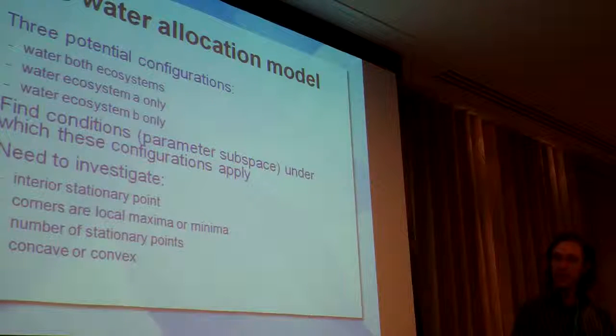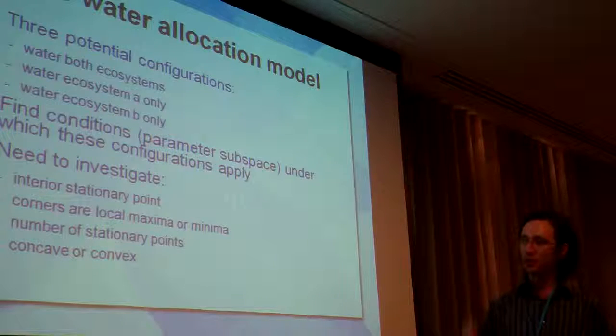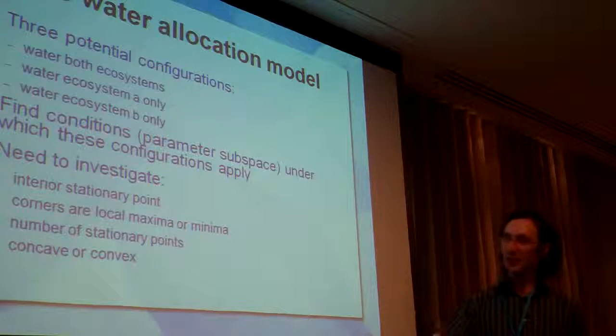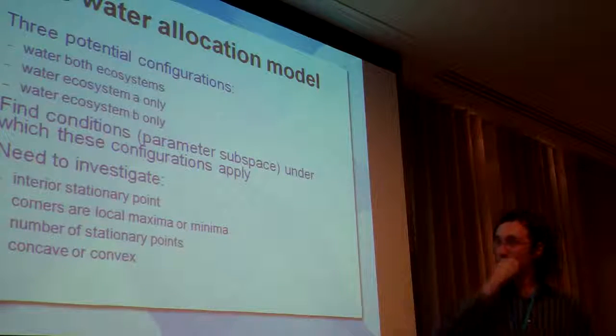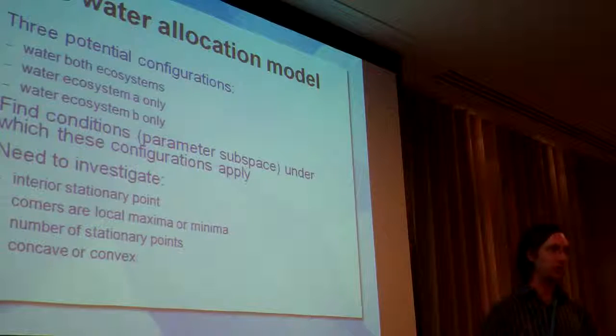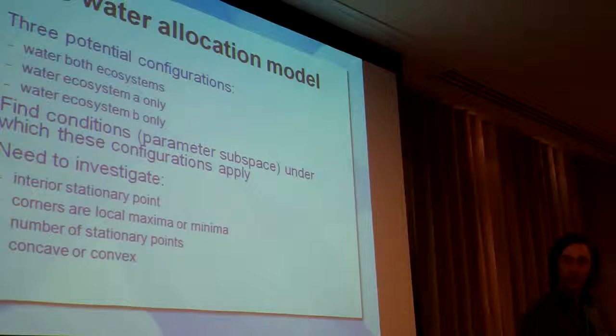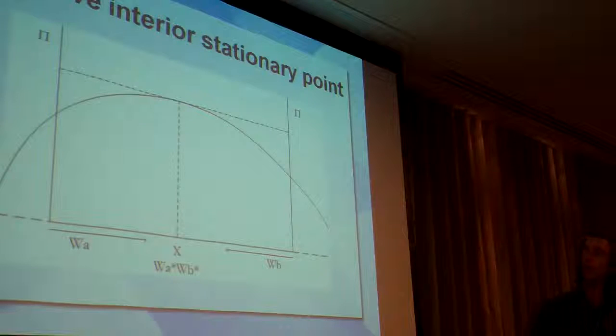And so basically, I use the Kuhn-Tucker maximization and minimization problems to find the parameter subspace for an interior stationary point, and for the corners being either local maximum or local minimum. And then looked at the second order conditions to see whether the problem was concave or convex. And this information allowed me to identify 4 different problem types.